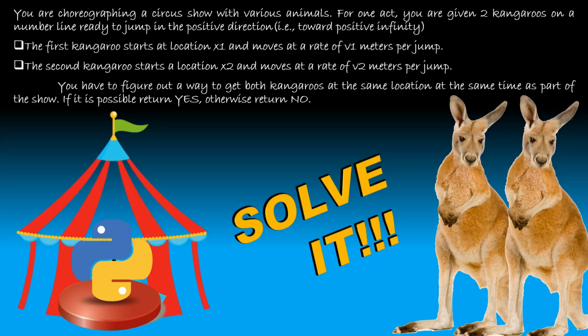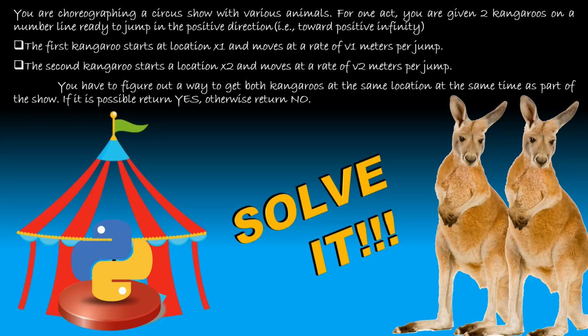The first kangaroo starts at a location x1 and moves at a rate of v1 meters per jump. The second kangaroo starts at location x2 and moves at a rate of v2 meters per jump. That means the two kangaroos have a different distance rate, and they also started at a different position. So you have to figure out a way to get both kangaroos at the same location at the same time as part of the show.